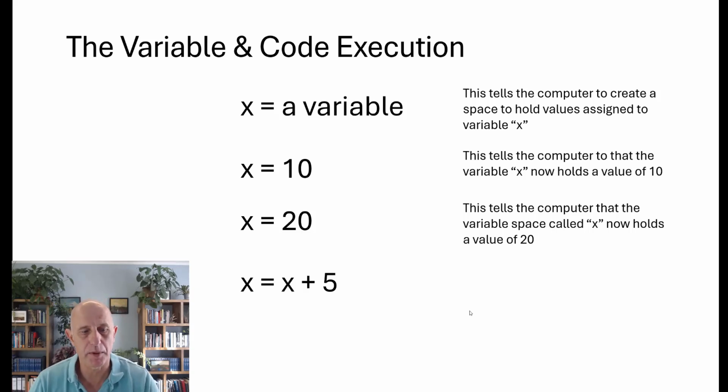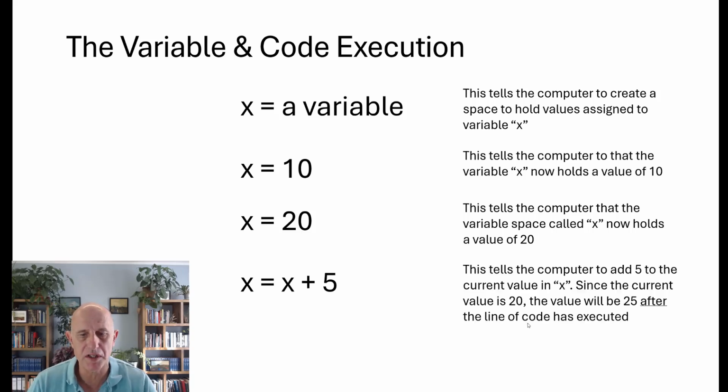And the next line perhaps looks like this. And it says x equals x plus 5. Now that's not an algebraic equation, it's a statement in a computer language. So this tells the computer to add 5 to the current value of x. So the current value is x, and when it is executed, x is going to be equal to the current value plus 5 after that line is executed.